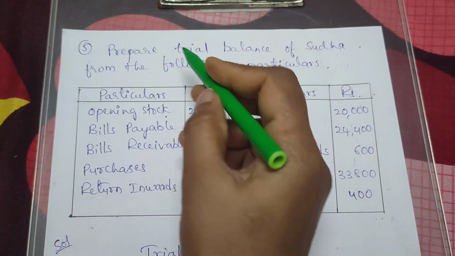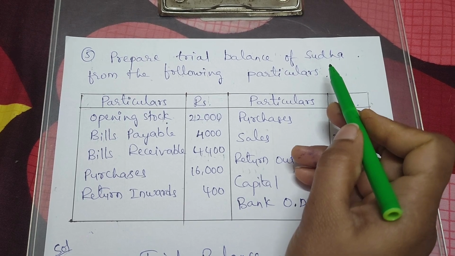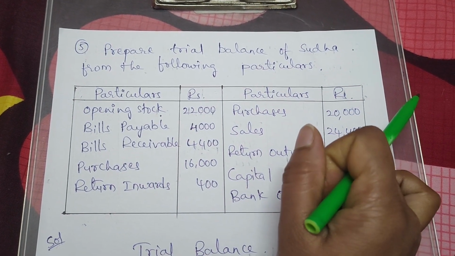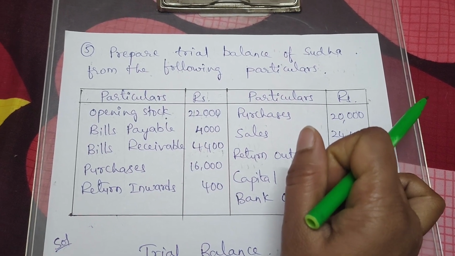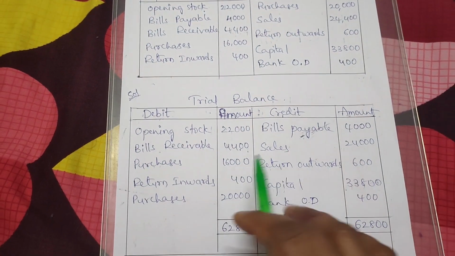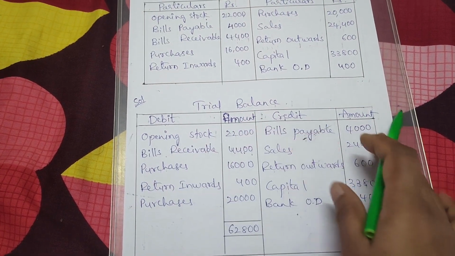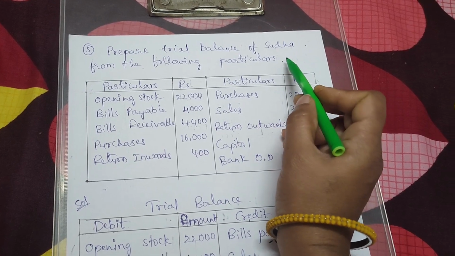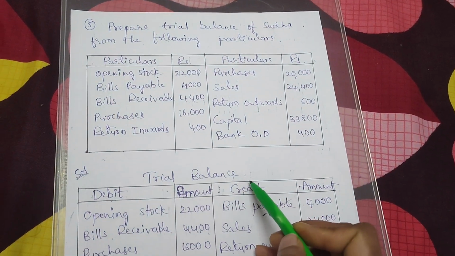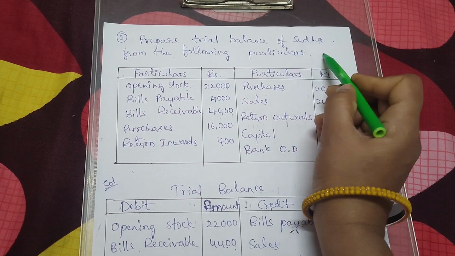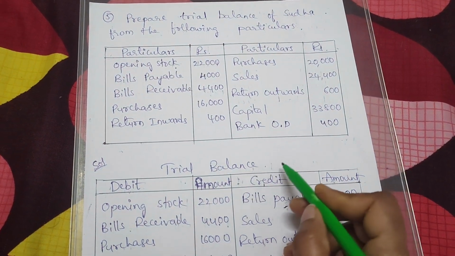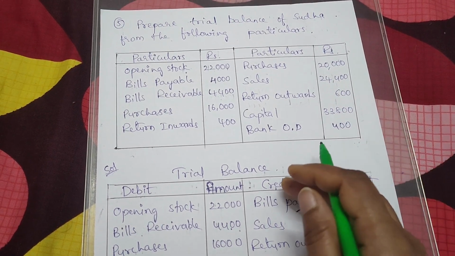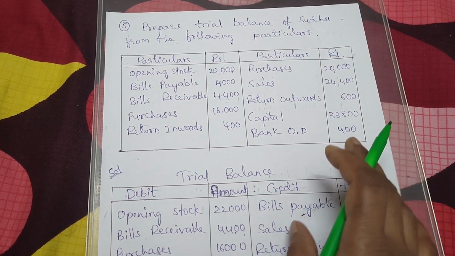Fifth question. Prepare trial balance of Sudha from the following particulars. So they asked us to prepare trial balance and we should keep all the columns ready. Format should be ready. This is a format: debit amount, credit amount, and trial balance is recorded because date is not mentioned in the question. If suppose date is given in the question, we should write trial balance as on particular date. So how we recorded in the previous problems, in the similar way you should record.